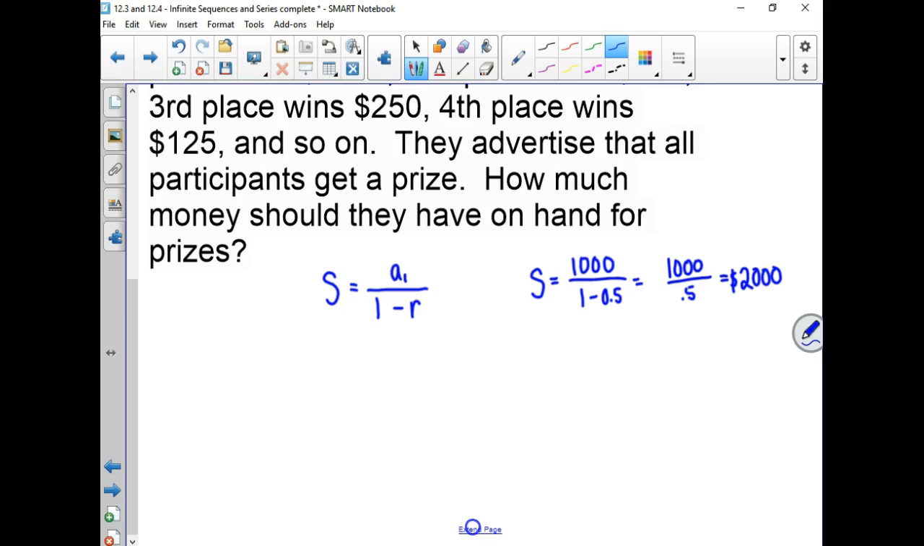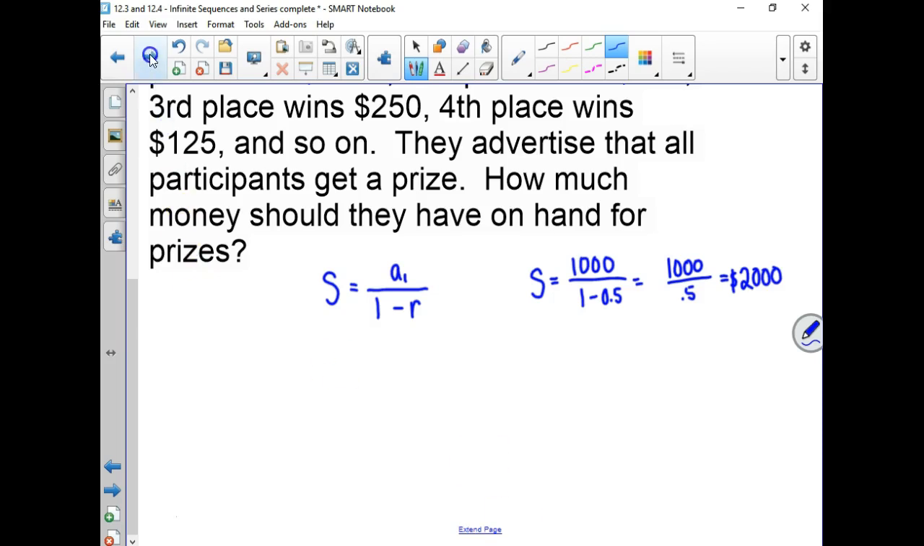So if we have an arithmetic sequence or a sequence that does not converge, then we can't find the sum because it's just going to get bigger and bigger and bigger. It's just going to be infinity. But if we have one where our prize money or our amount is getting closer and closer and closer to 0, or closer and closer and closer to a number, then we can use this formula and we can find out what that adds up to. Okay? Questions on that?